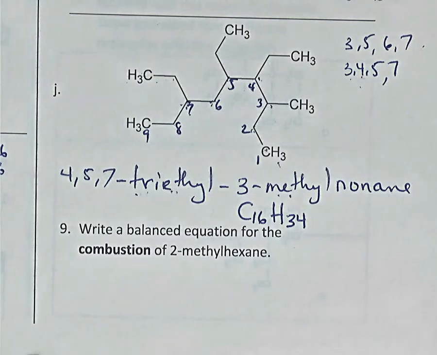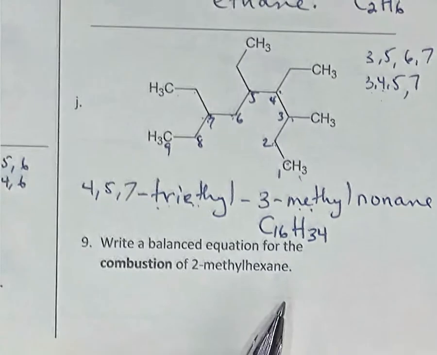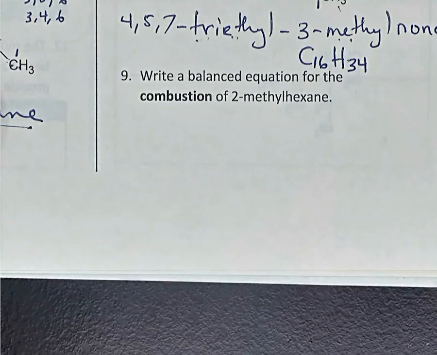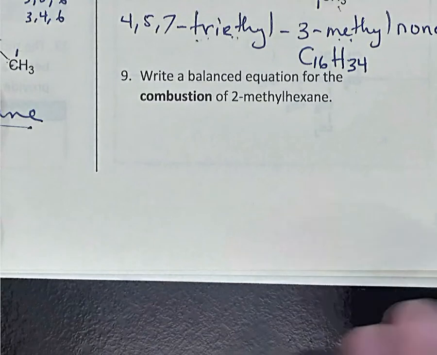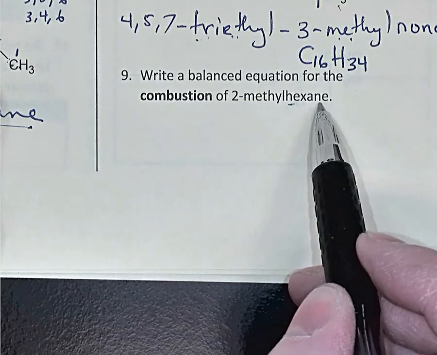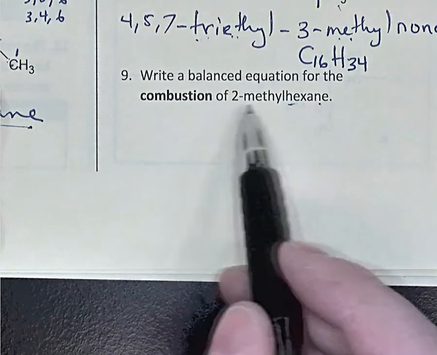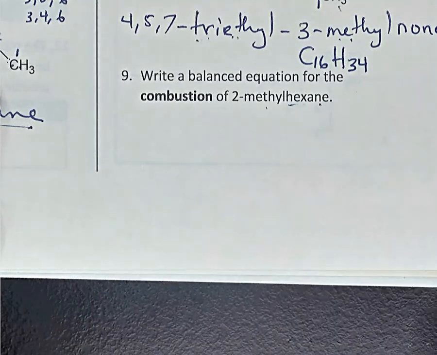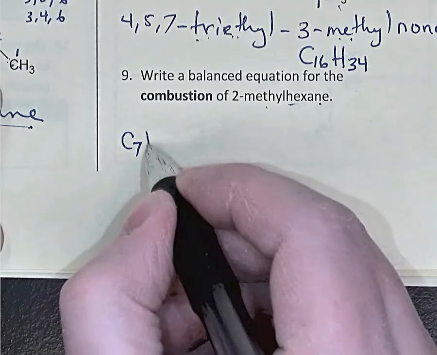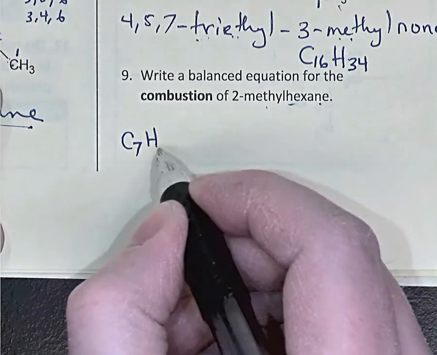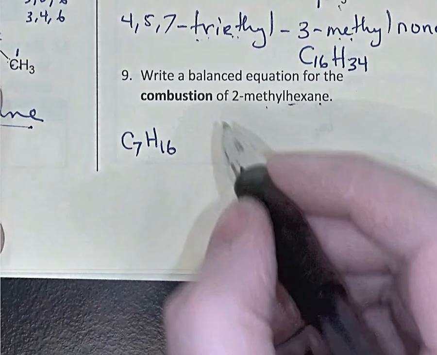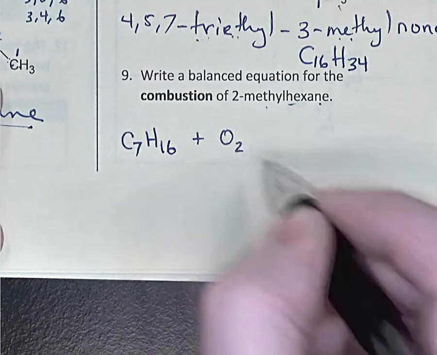Okay? All right. Give a balanced combustion equation for 2-methylhexane. Well, to figure that out, I need its molecular formula. Hexane would have 6 carbons. 2-methyl, there's 1 more carbon. So this is C7. And then the H's, double that and add 2, would be C7H16. It's a combustion reaction, so we add O2.